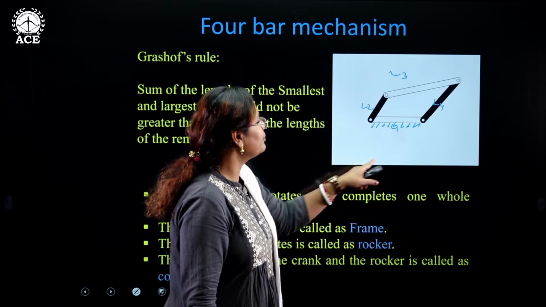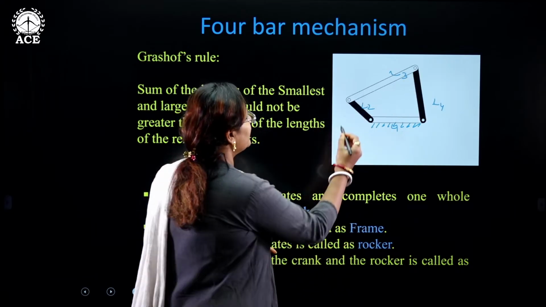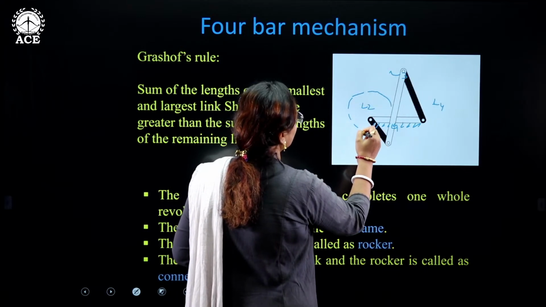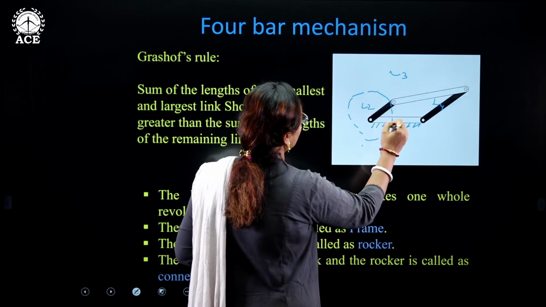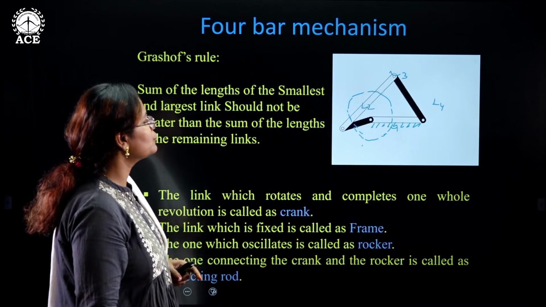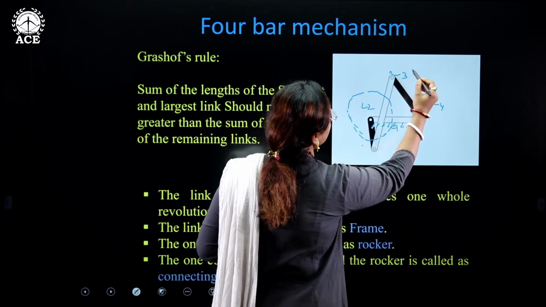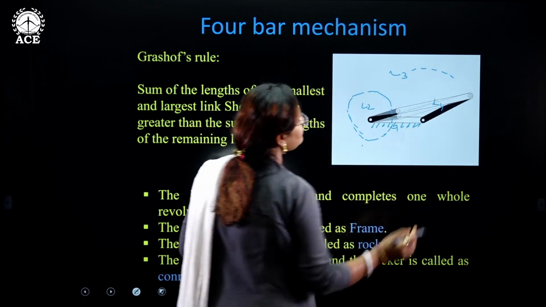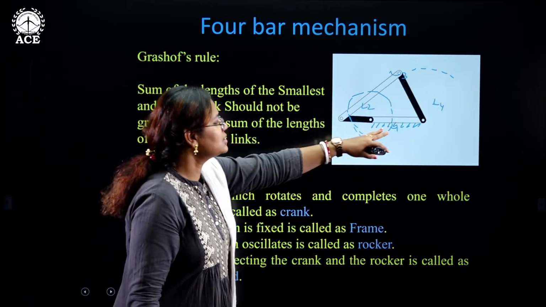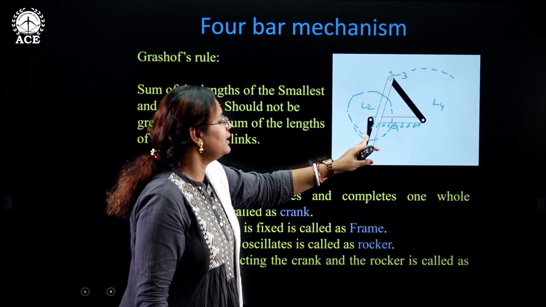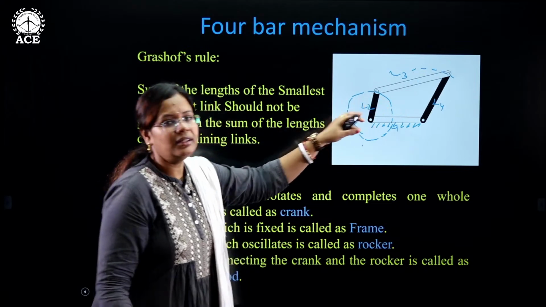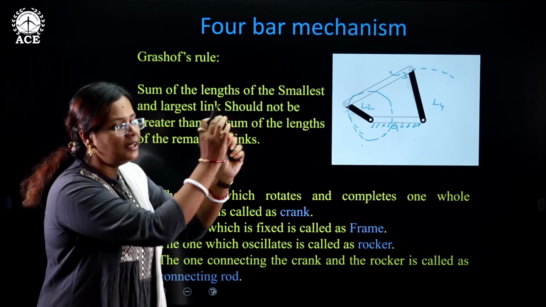One of the links is completely rotating one whole path. See, if I draw, it is traveling in one whole complete revolution. The other one is only oscillating. Path of oscillation is given for that particular joint. So see, this is a fixed frame. This is the link that is completing one whole revolution. The other one is just oscillating, and the one in between is connecting the crank and the rocker.